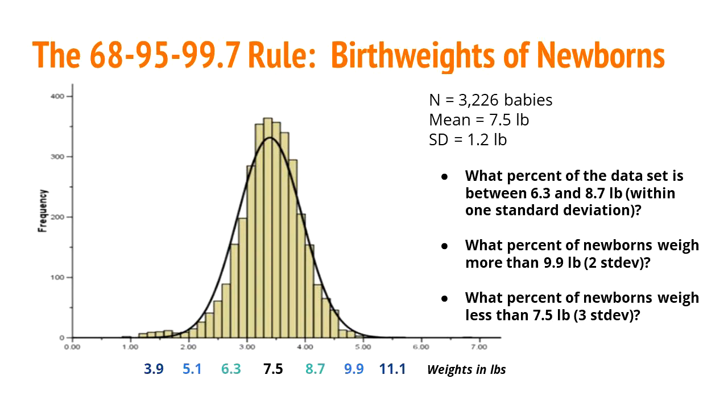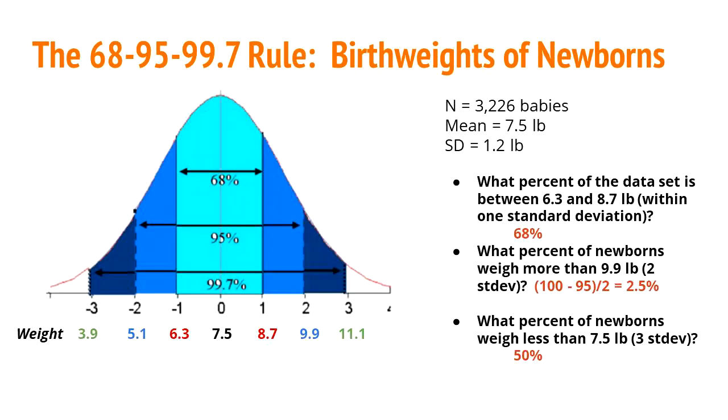Second question, what percent of newborns weigh more than 9.9? 9.9 is at 2 standard deviations. I know that everybody between 2 standard deviations is at 95%. That leaves me with 5% of the data outside of that. If I divide it by 2, 2.5 should give me that value above 2 standard deviations, above 9.9. And then finally, the percent of newborns that weigh less than 7.5. 7.5 is right here in the middle. Remember, 100% of the data values are represented under this curve, so less than 7.5 would be half.